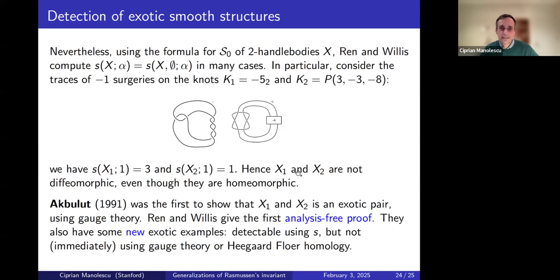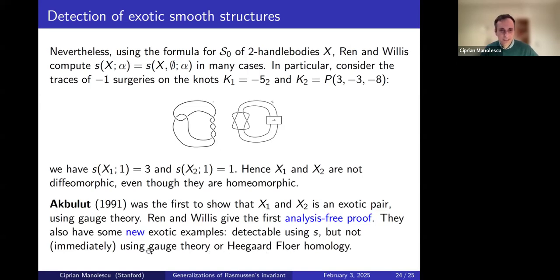Okay, so since the S invariants are different, you get that the four manifolds are not diffeomorphic. However, it follows from the work of Freedman that they are homeomorphic. So this gives you a proof that they are an exotic pair, homeomorphic but not diffeomorphic. This was known before. It was due to Akbulut, but Ren and Willis gave the first analysis-free proof, so without gauge theory. And they also have some new exotic examples, also from some knots that are detectable using this lasagna S, but not immediately using gauge theory or Heegaard Floer homology.